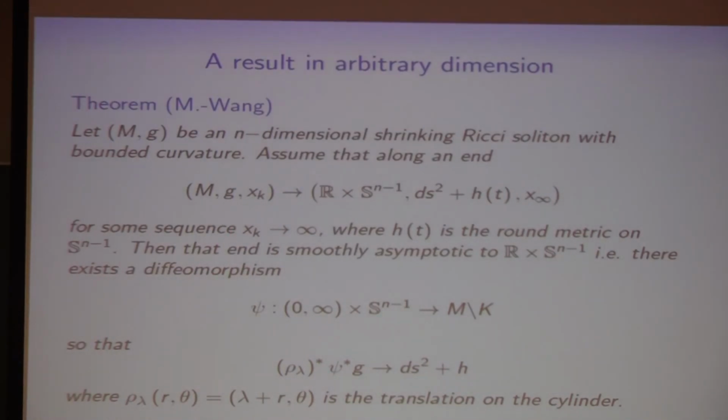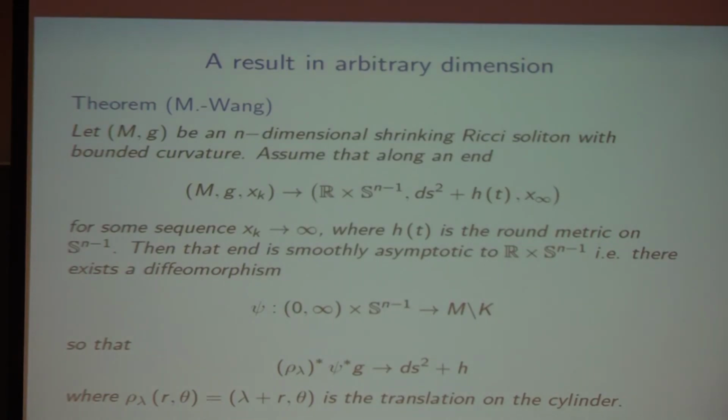You have any n-dimensional shrinking Ricci soliton, and you assume that along an end, in C infinity convergence, the manifold (M, g, x_k) converges to this cylinder, and here is g(t), in the C infinity sense for a given sequence. So there is a sequence x_k for which you have this convergence. Then we can prove that actually not only for this sequence but for any sequence this will be true. So there will be no other possibilities. If you take any other sequence, you'll get the same limit with the same metric.